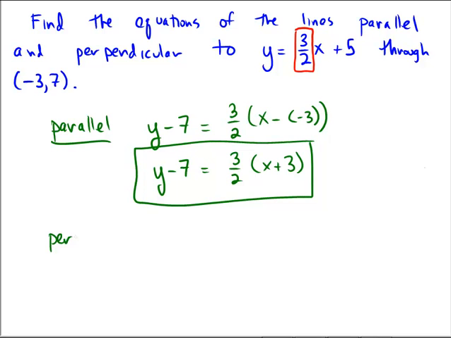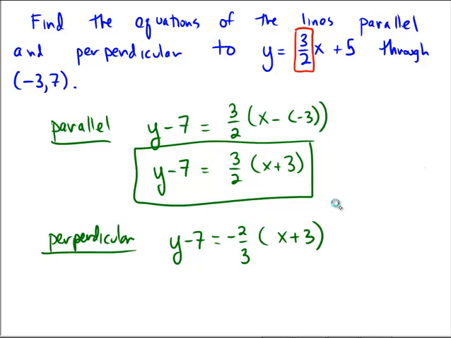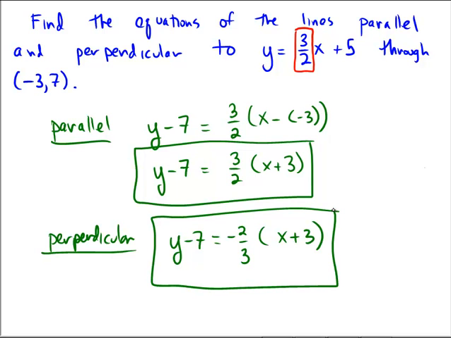And for the perpendicular, I've already done all the work. Let's not redo all the work that we've done already and just say y minus 7 equals, we have an x plus 3, we've already done that. But for the perpendicular slope, instead of using the 3/2, we'll opposite and we'll reciprocal. So the answer here would be y minus 7 equals negative 2/3 times x plus 3.